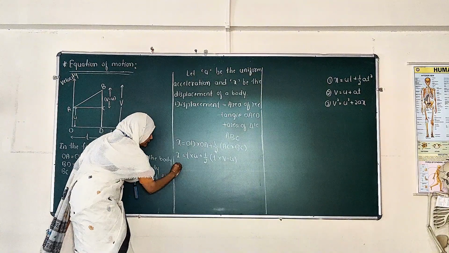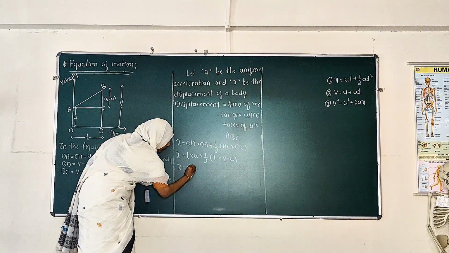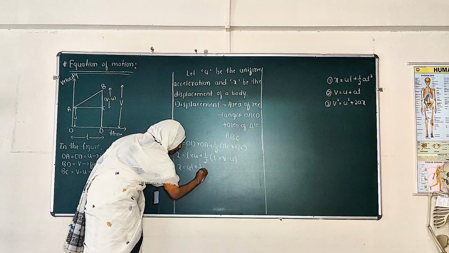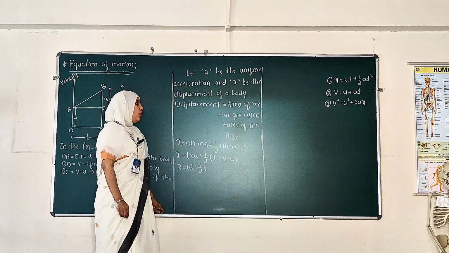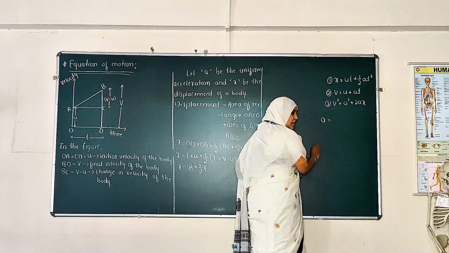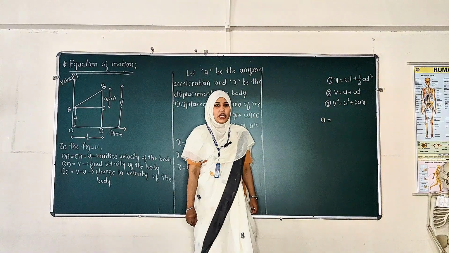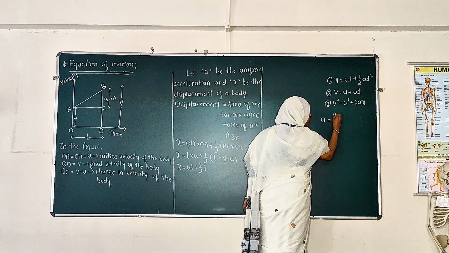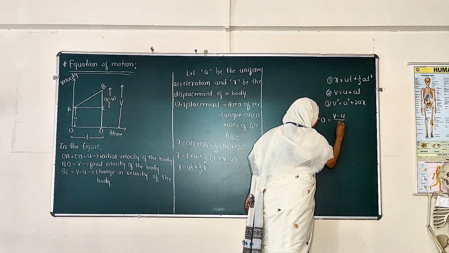Okay. Then X is equal to UT plus half. First I will write T as it is. Now you already know the formula for acceleration. How will you define acceleration? Acceleration is equal to the rate of change of velocity, that is V minus U divided by T.